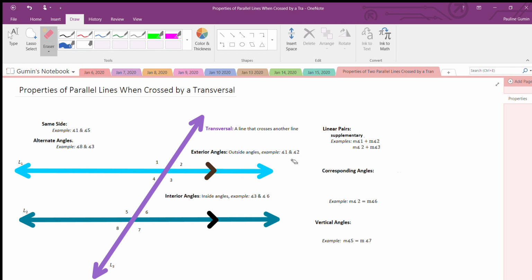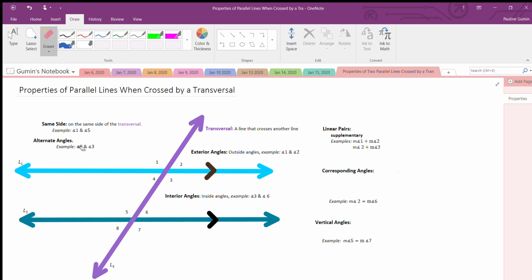Some other words we need to take a look at. Same side. Let's understand what it means, same side. Same side of what? An example is 1 and 5. What are they on the same side of? Well, they're not on the same side of one line, because they're on different lines. They're on the same side of this transversal. Not just this blue line, line 1, or this teal line, line 2. They're on the same side of a transversal.